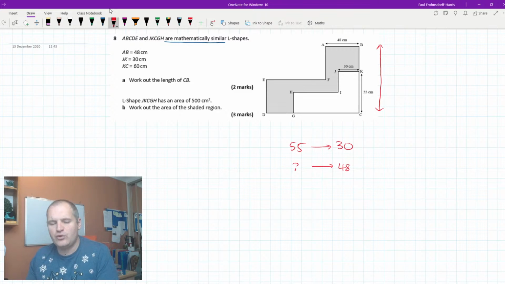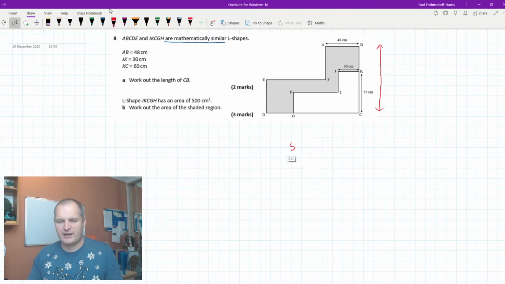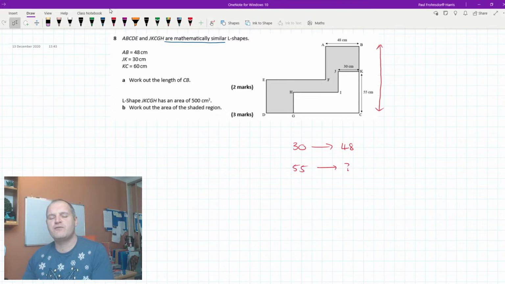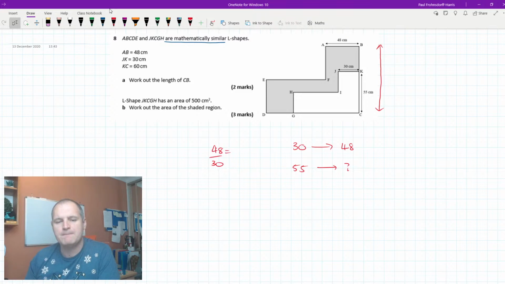So in order to do this, I find the scale factor. I'm going to probably write them the other way around because I want to go the small one to the big one just to make everyone clear on what I'm doing. 30 goes to 48 and 55 goes to something. So to find the scale factor, I do 48 over 30, but it simplifies if I divide these by 6 to 8 over 5.